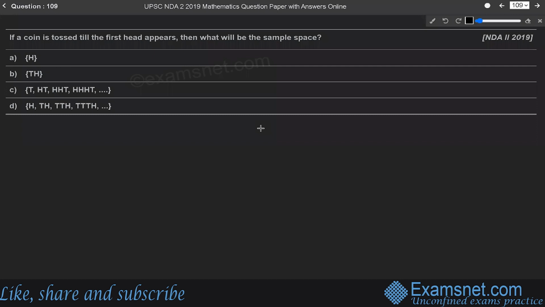Next question is, if a coin is tossed till the first head appears, then what will be the sample space? So, the sample space says about only when one head appears. So, you can see that in option D, there is a single head in the first part. In the second part, also a single head. In the third part, there are two tails and a single head. And in the last part, there are three tails and a single head. So, we can say that the correct option for this question will be option number D here.